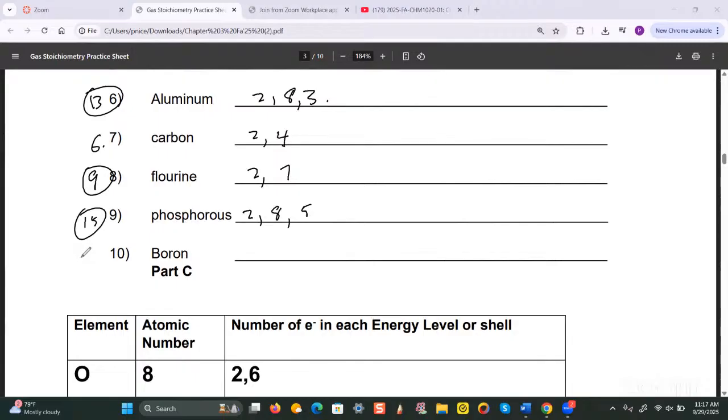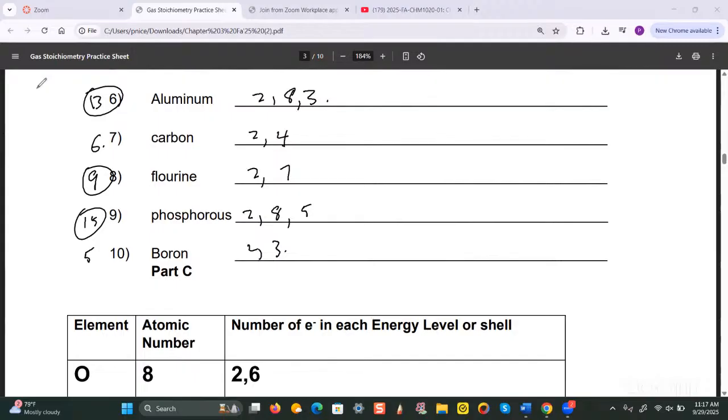And then finally in this list, boron. I think it's 5. Can somebody confirm that? Atomic number of boron is 5. Okay, good. So the first shell will contain 2 and the next shell will contain 3, and that's it. All right, so that's how you show how the electrons are distributed among the shells.